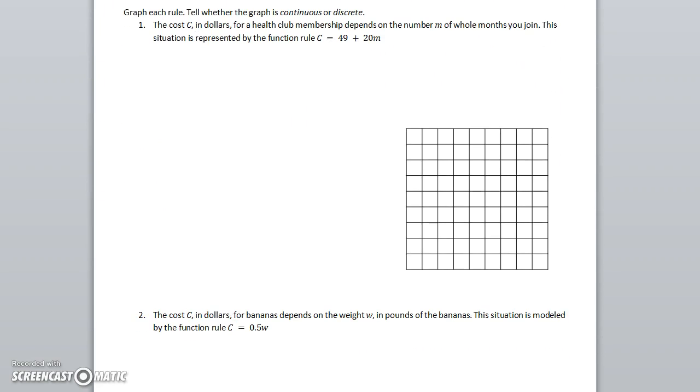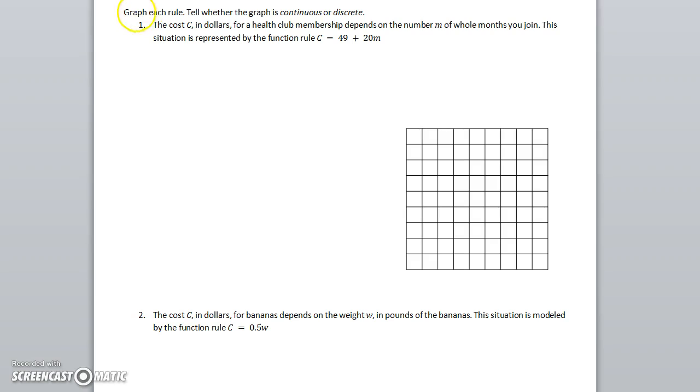So we're going to do a couple of these. My directions are: graph each rule, tell whether the graph is continuous or discrete. First one I'm going to look at is the cost C in dollars for a health club membership depends on the number M of whole months you join. This situation is represented by the function C equals 49 plus 20M.